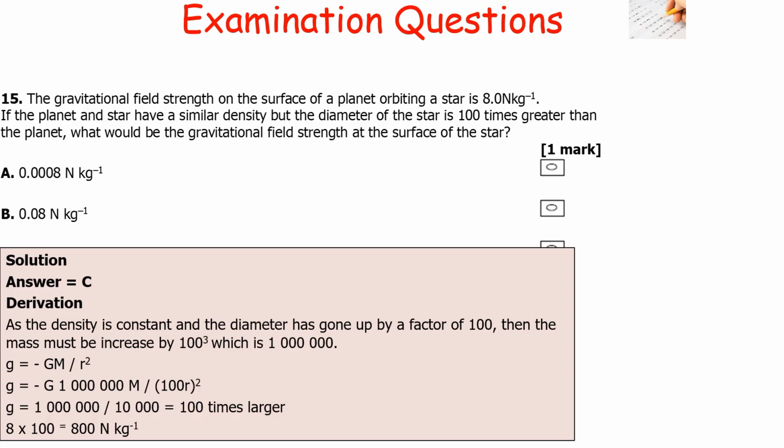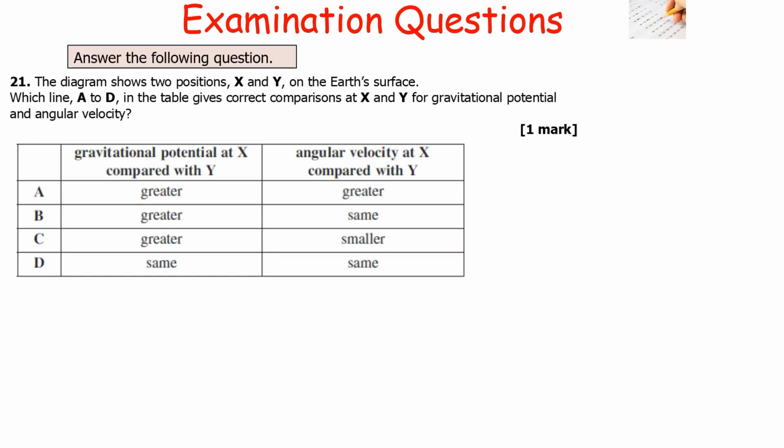So what we can therefore say is, when we say gravitational field strength is equal to minus GM over r squared, well, next to a big M, our mass, we can add in 1,000,000, because it's increased by 1,000,000, and for our value of r, put 100 next to it, because the radius and the diameter have gone up by 100 times. So therefore we can do 1,000,000 over 10,000, because we've done 100 squared there, because r is squared in the equation, so therefore it's 100 times larger. Now we know that originally it was 8 for its gravitational field strength, so 8 times 100 is 800. Our answer is C.